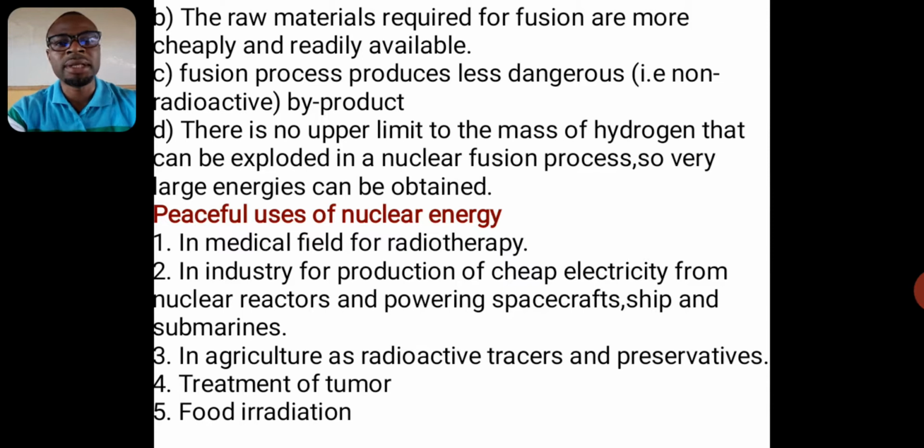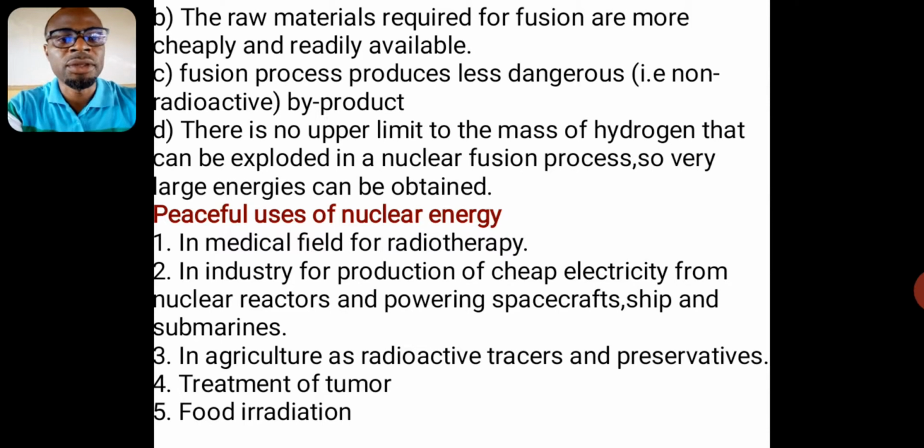These are the four advantages that fusion has over fission. And one side disadvantage is that it requires very high temperature. Take note of that. Just that the fusion process requires very high temperature. What are the peaceful uses of nuclear energy?